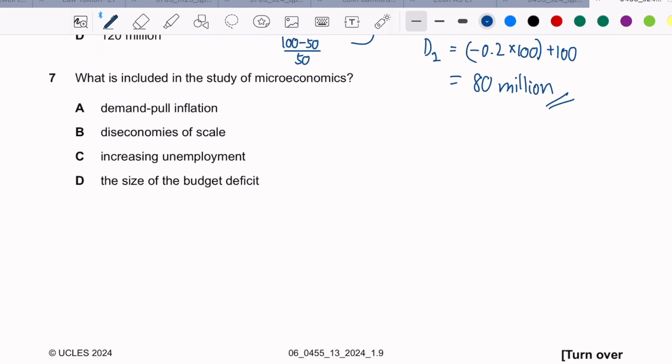Question 7. What is included in the study of microeconomics? So microeconomics is the study of a particular market. First one, demand pull inflation. No, this is macro. This economies of scale, yes. Increasing unemployment, no. The size of budget deficit, no. Because this economies of scale applied to firms. So this is a study of a particular market. So the answer is B.